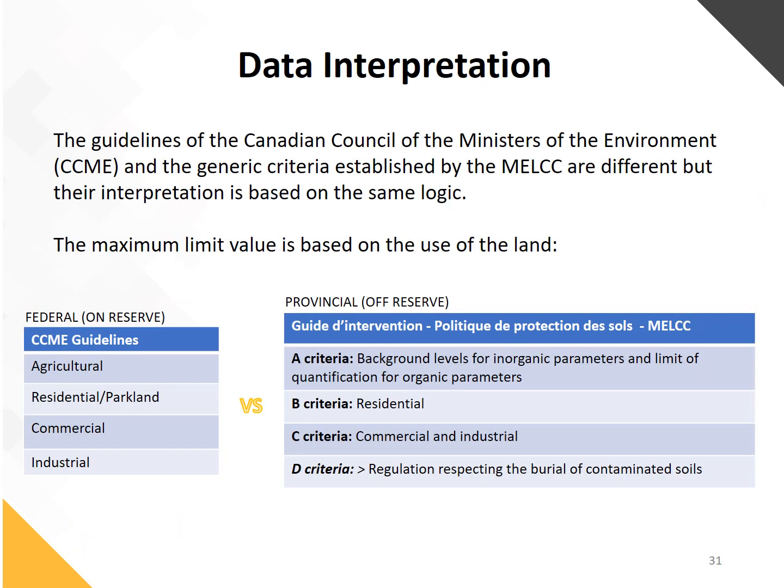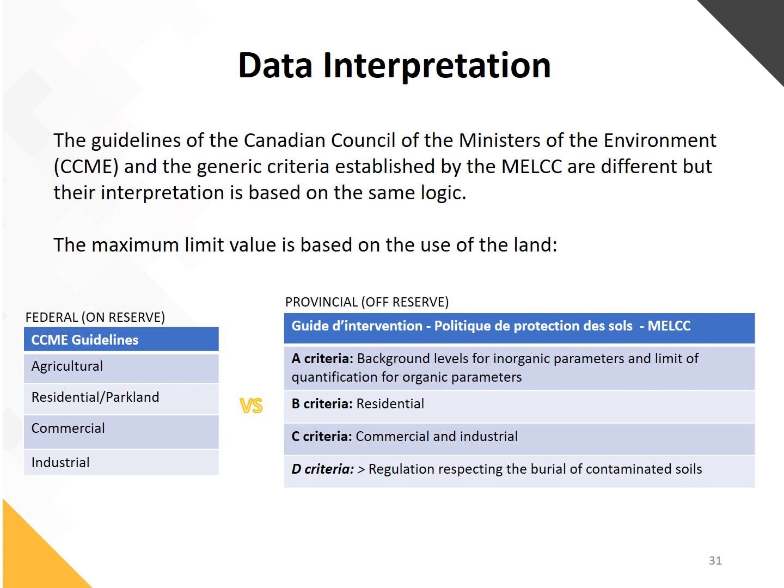After you receive the results, you're going to do all the data interpretation, and to do the interpretation, you're going to need the guidelines. Depending on if you're located on federal land or on provincial land, you will use different guidelines. So you have the guidelines of the Canadian Council of the Ministers of the Environment, CCME, and you have the generic criteria established by the MELCC. And they are different because one is used on federal land and the other one on provincial land.